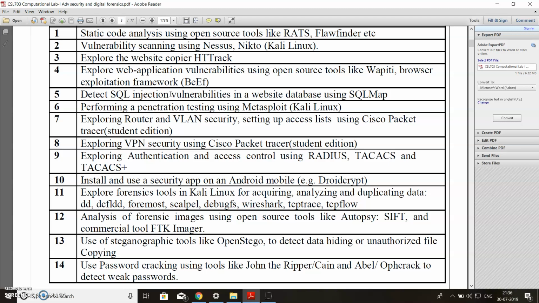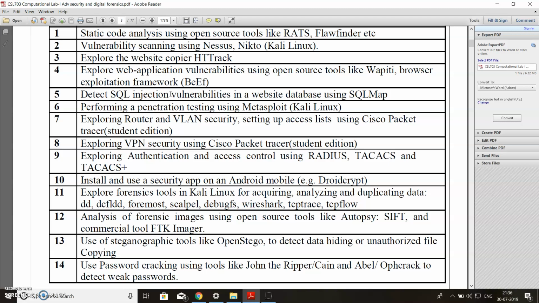For example, experiment number 6 focuses on doing a thorough penetration testing using an open source tool, Metasploit, in Kali Linux. Again, experiment number 6 will focus upon all the various techniques by which we can break into a system, and then we will try to patch up those vulnerabilities using different tools and different techniques.